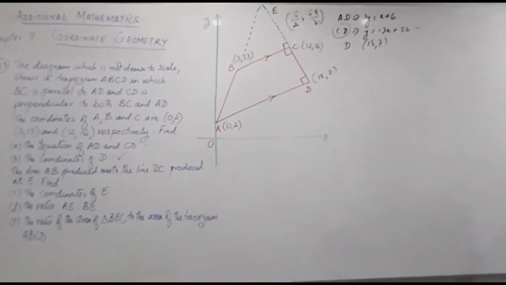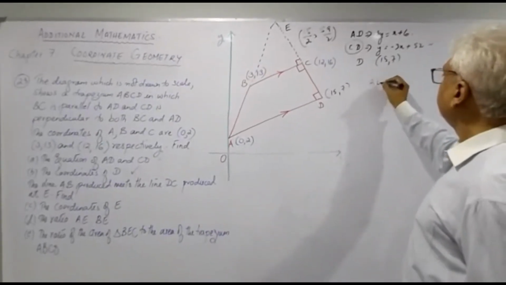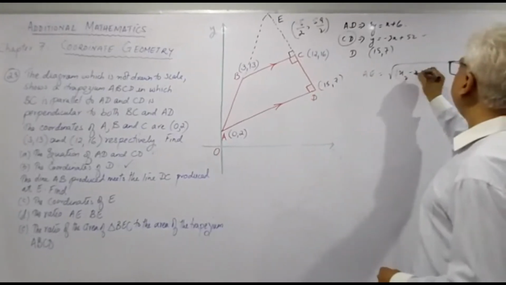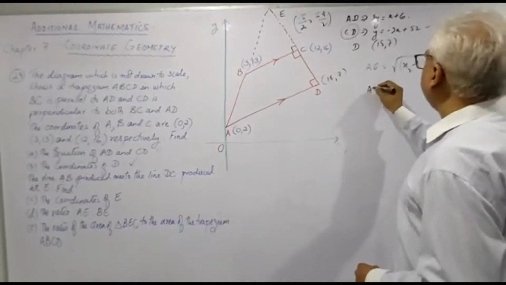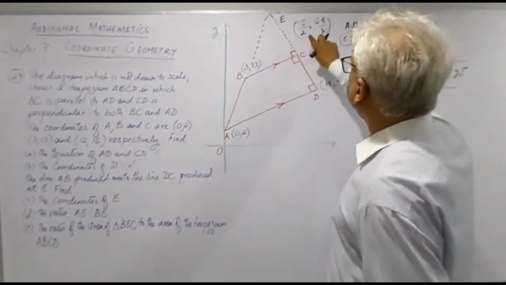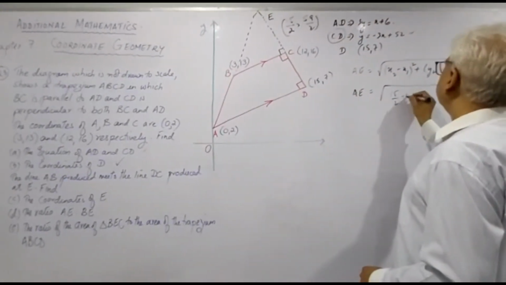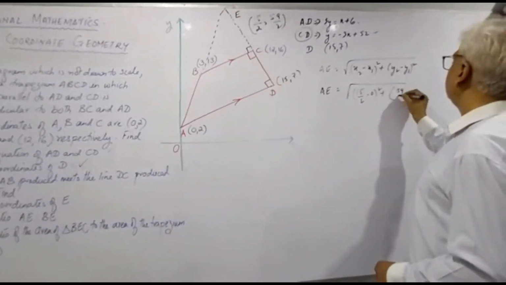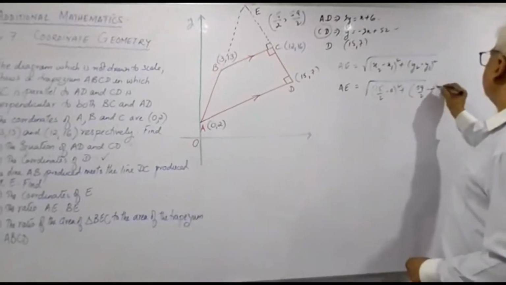We need to find the values of AE. AE is equal to the square root of (x2 minus x1) the whole square plus (y2 minus y1) the whole square. So AE is equal to the square root of (x2 minus x1, that is 15 upon 2 minus 0) the whole square plus (y2 minus y1 is 2) the whole square.